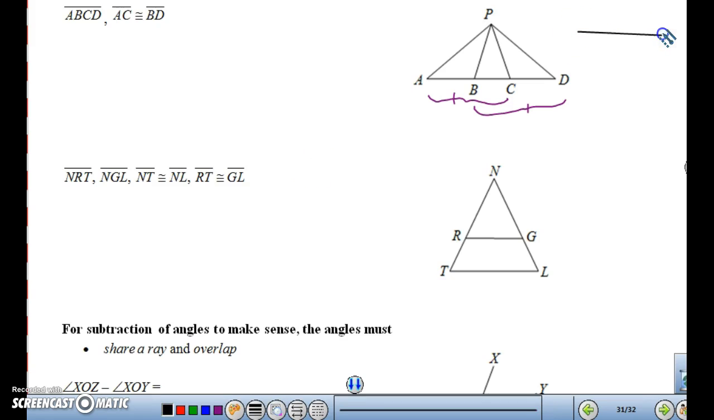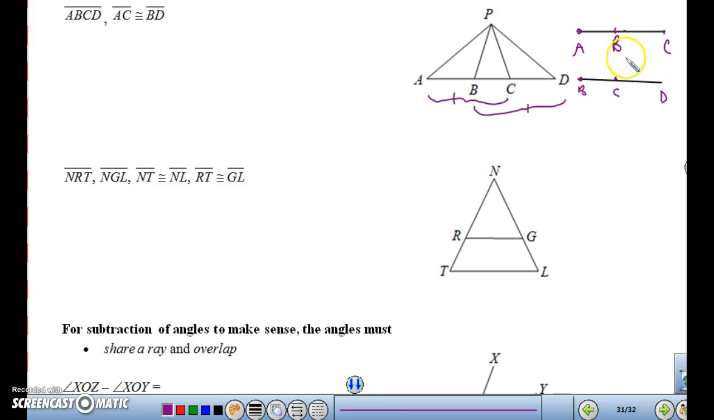I have ABC as my one segment with B in the middle. Here's A, B, and C. And then I have my other segment, BD, that has C in the middle. Here's B, here's C, and here's D. Okay, so we know those are equal.